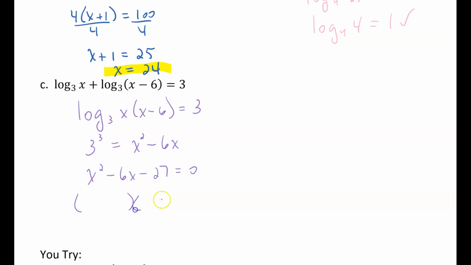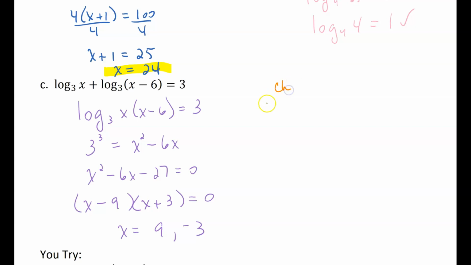And what does this factor into? x minus 9, x plus 3. Again, ended up with two solutions here, x equals 9 and negative 3. And are we done? Yeah, we need to check and make sure that it works.